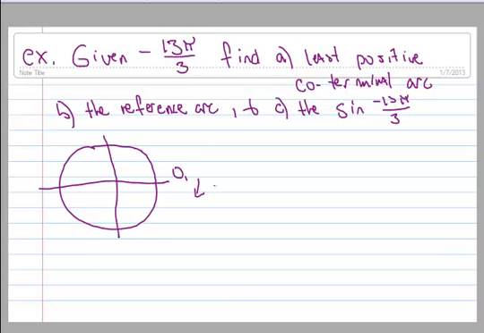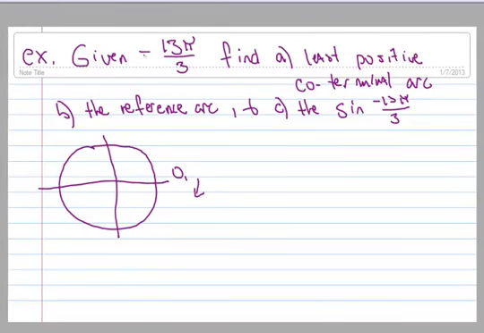Here's an example. We're given negative 13 pi over 3. We want to find first the least positive coterminal arc. We want to find the reference arc, and then we want to find the sine of negative 13 pi over 3. So the first thing we want to do is find the least positive coterminal arc.